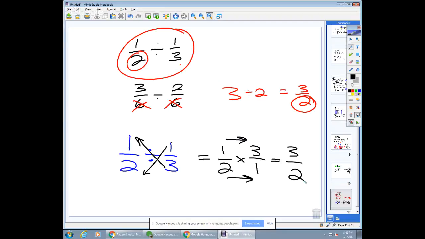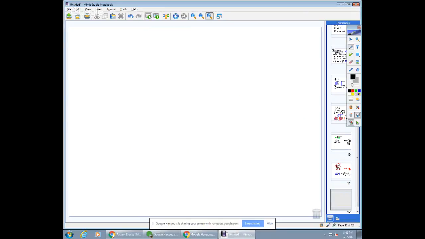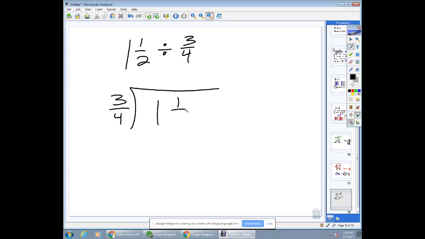All right, let's do one more, and then I'm going to stop here and we'll jump into the activities. Let's suppose we had, we'll do 2 more actually, 1/2 divided by 3/4. So I want to know, how many times does 3/4 go into 1/2?